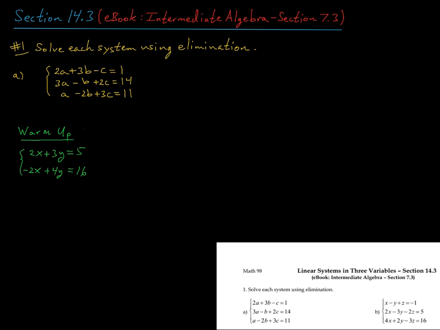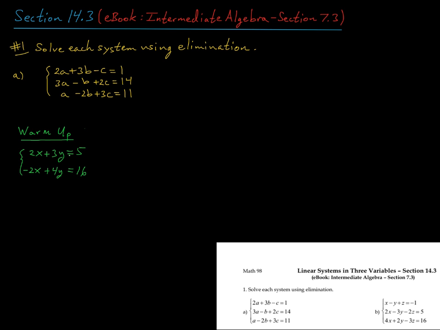All right, so let's go ahead and just jump right in with problem one. It's saying solve each system using elimination. You can see we have three equations with the three unknowns, A, B, and C, and our job, of course, is to find the values of A, B, and C that will make all three equations true. And so as a little warm up here, let's look at this system.